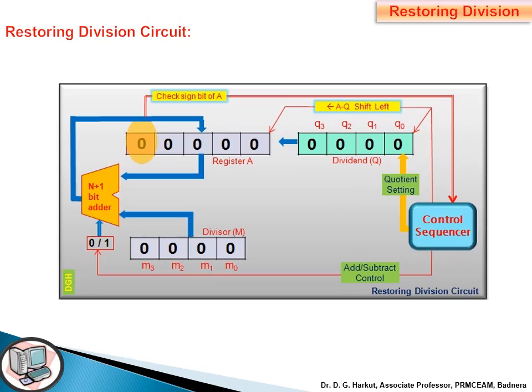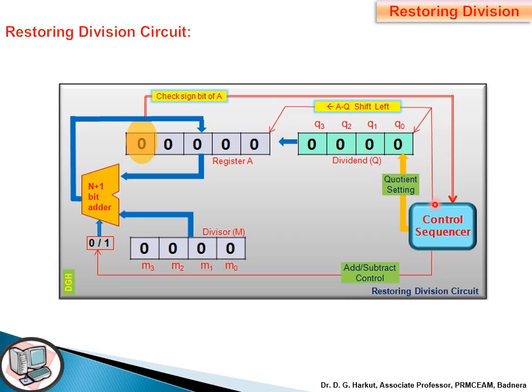This is a restoring division circuit used to perform restoring division. This circuit consists of three registers: register A, register Q, and register M. Register A holds temporary value, register Q holds dividend, and register M holds divisor. It also consists of a control sequence generator. The main function of control sequence generator is to check the sign bit of the partial result.